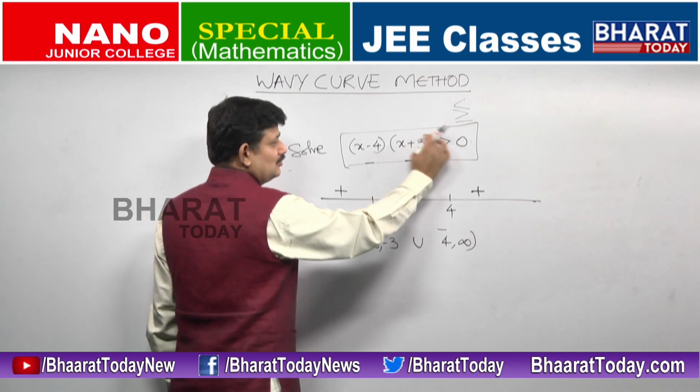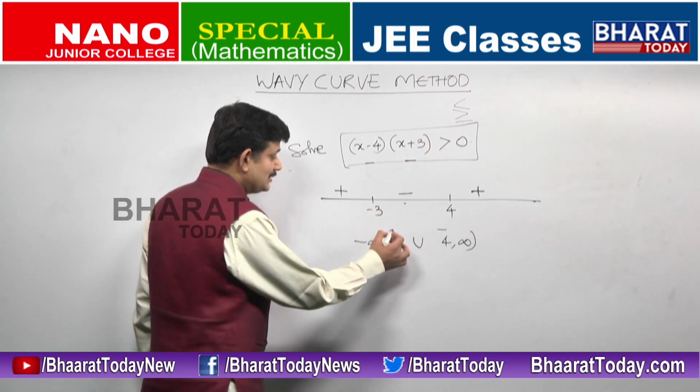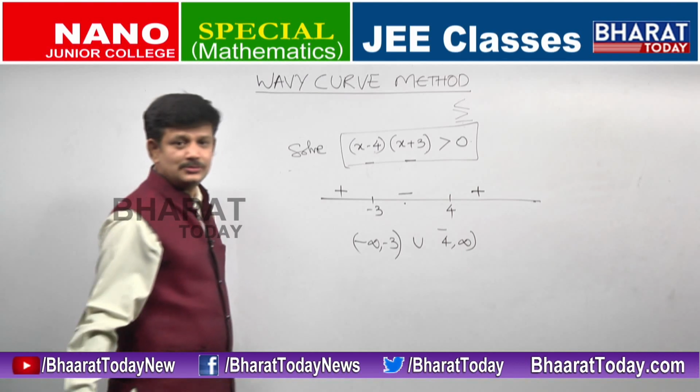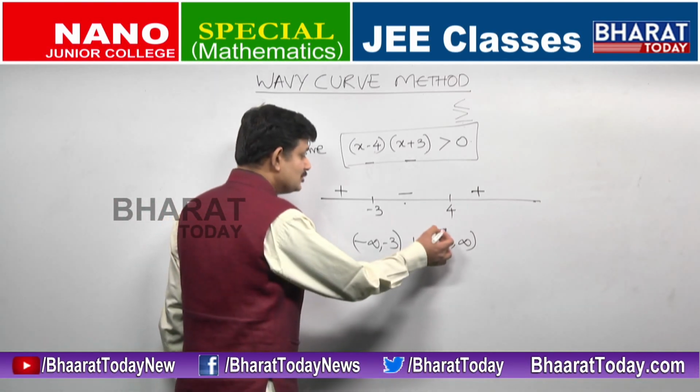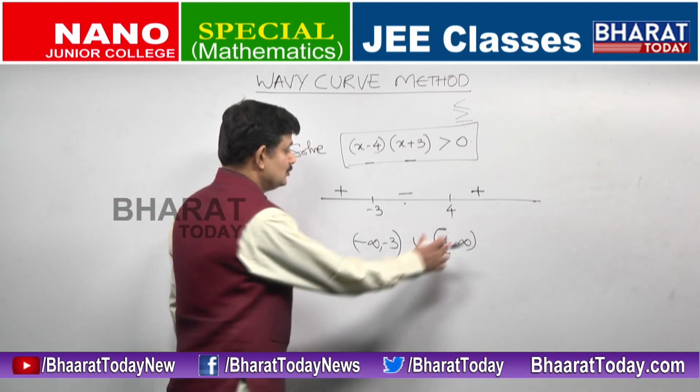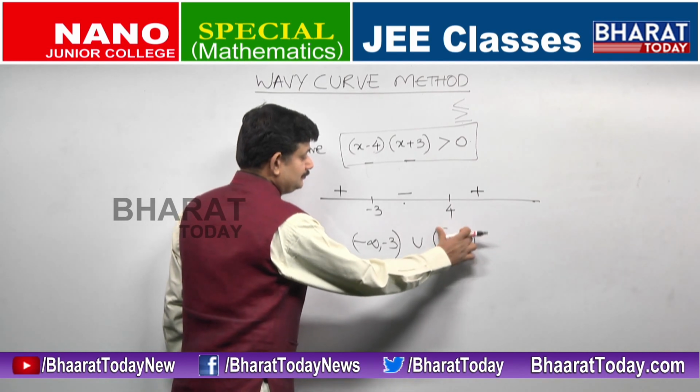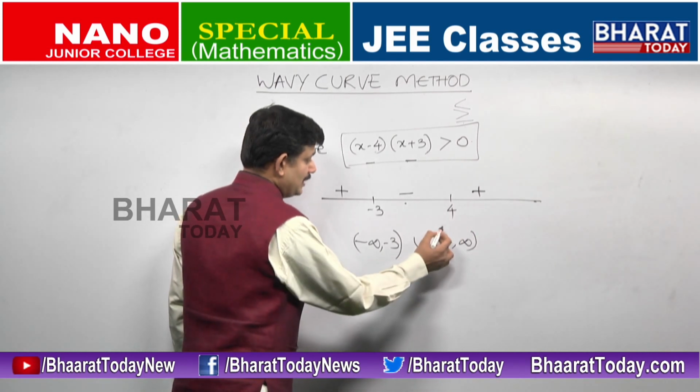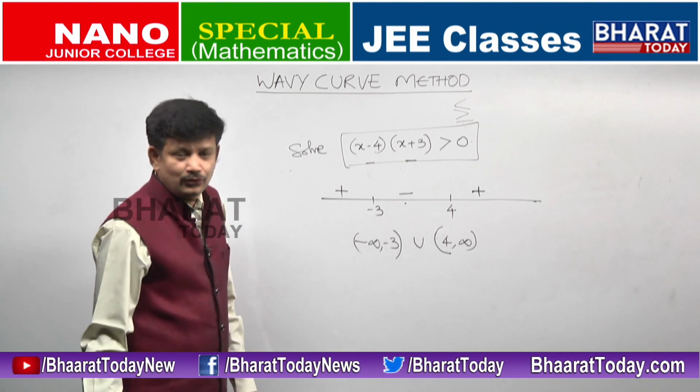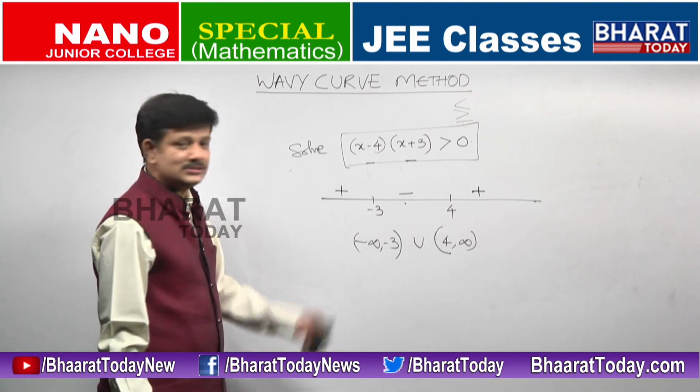Can it be equal to 0? No, it has to be strictly greater than 0. So minus 3 is not part of our answer. It has to be open at minus 3 and open at 4. So the answer is from minus infinity to minus 3 union 4 to infinity. This will be your answer.